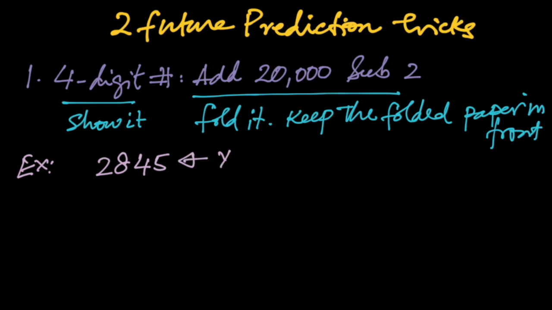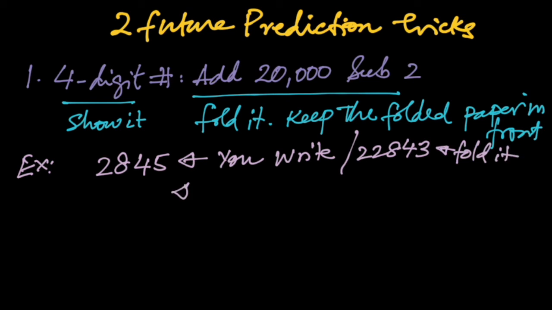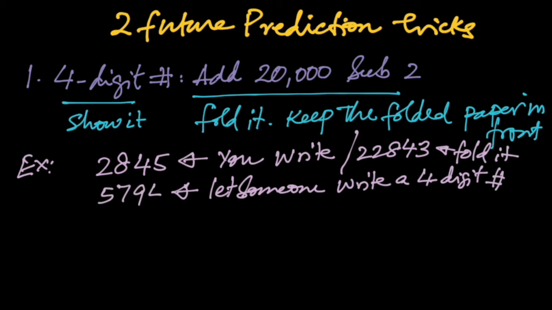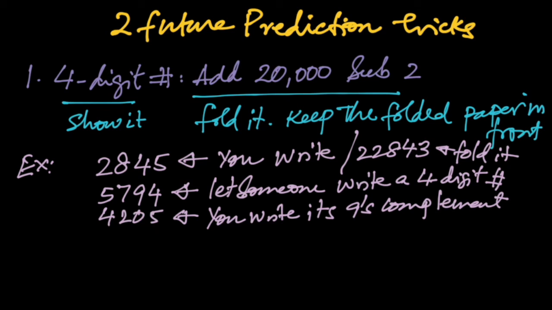So let's take an example, 2845. We write this and then we fold 22843. Then we ask somebody to write a 4-digit number under it. Suppose the person writes 5794. Then we write 9's complement of it right below it.